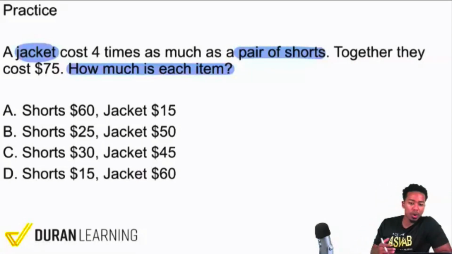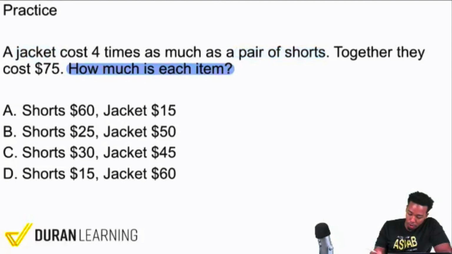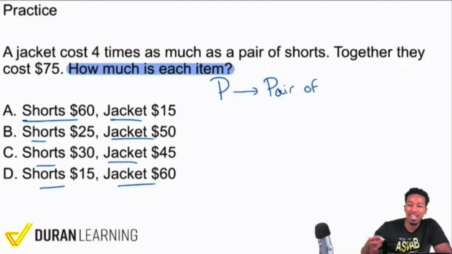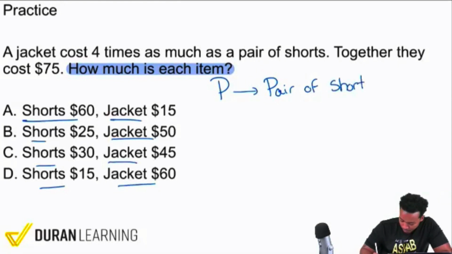All right. Muy bueno. Sounds good. So let's take what we got and let's make some magic happen. The first part here is probably what's tripping a lot of people up. But remember, identify the question: shorts, jacket, shorts, jacket. That's what we want. So I'm going to say P for the pair of shorts, because I don't want to use S because S looks too much like a 5. So I avoid using S's or O's when it comes to math. And then up next, we have J for the jacket.